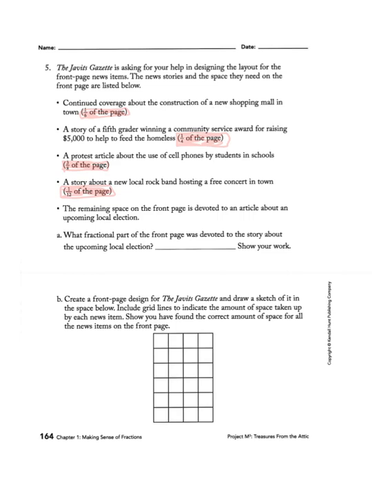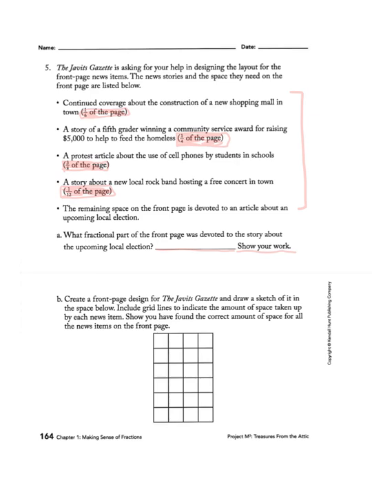Question A asks you to figure out what fractional part of the front page was devoted to the story about the upcoming local election. So your answer should be in fraction form, and it should represent the remaining space that is left over after you account for all of these other news items. Notice that it requires you to show your work. So if you are going to draw an area model to show how you figured out what fraction was left, or equations, or write sentences to show your thinking.